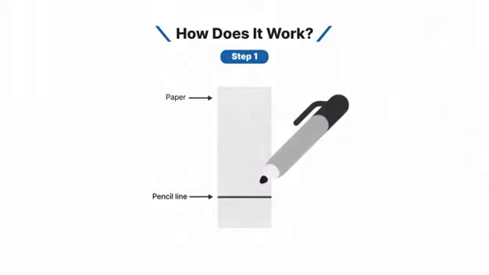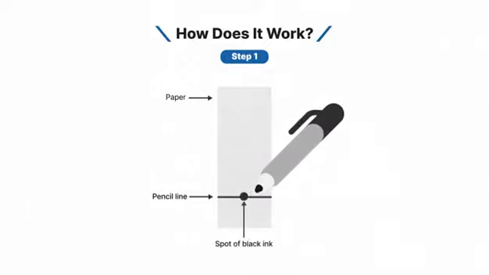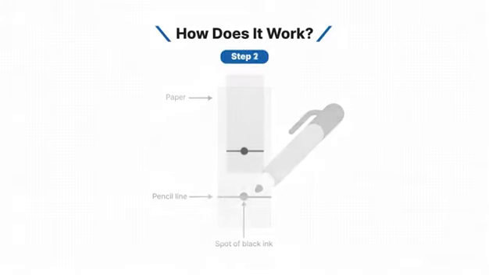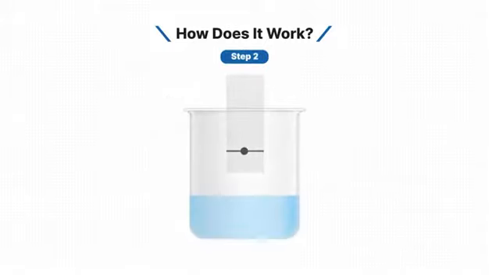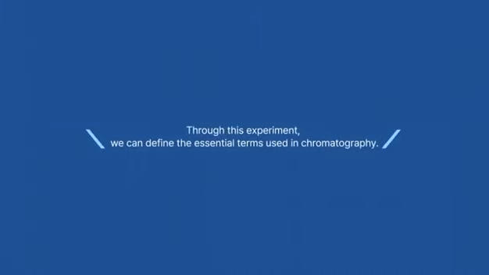Step 1. Prepare the paper and mark a dot on it in pen ink. Step 2. Place the paper into a jar filled with some solvent, water this time, and soak the edge of the paper. Step 3. When the water spreads up through the paper, the black ink is separated into each dye. Through this experiment, we can define the essential terms used in chromatography.